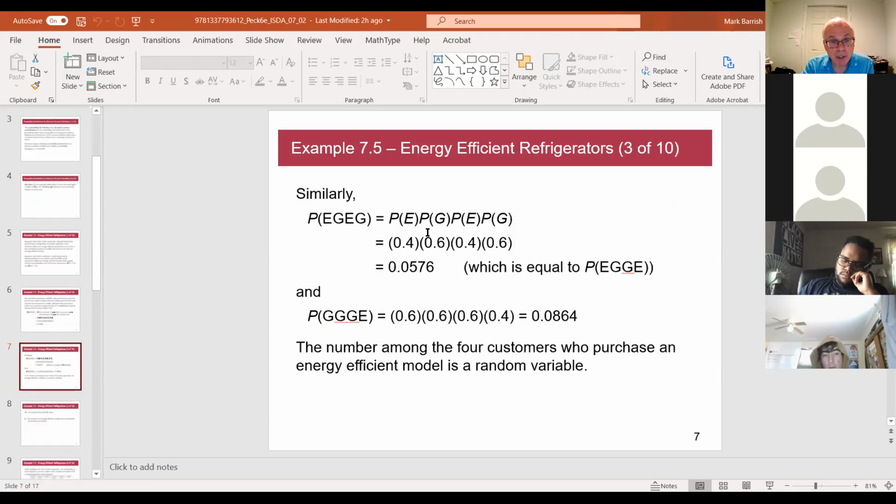Here's another possibility. It's going to give you the same answer. It's just the order that's different. Now the first and the third person are choosing the energy efficient ones. You get the same answer. This one down here is a little different though. The first 3 are not choosing energy efficient, but the last one is.